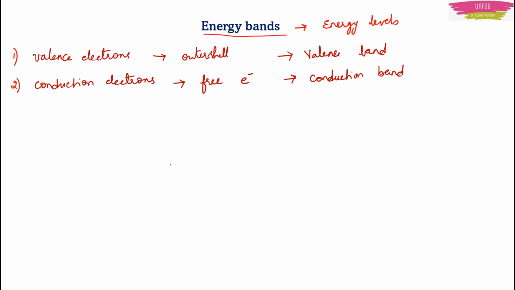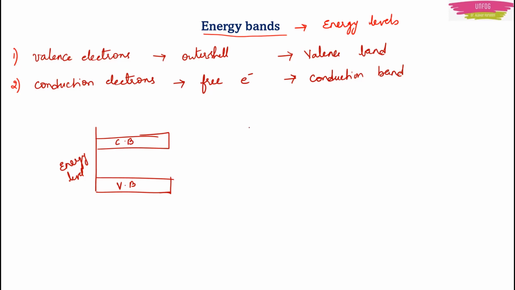Now, if you want to show them in a graph, you put energy level here, because we are talking about energy levels, right? So, here below there will be the valence band. Okay. And the conduction band will be above. This is the conduction band. So what you say? Conduction band is a high energy band and valence band is a low energy band. So energy is high right here in the conduction band.